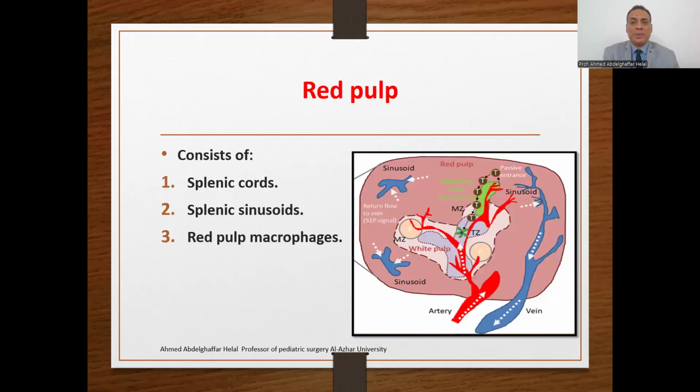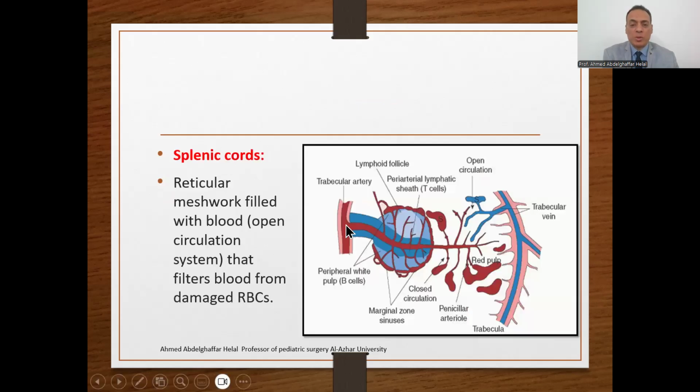The red pulp is formed of splenic cords and sinusoids. There is a network called the splenic cords, or cords of Billroth, and sinusoids, and also there are red pulp macrophages. Three important components of the red pulp of the spleen. As we see here, these are the sinusoids and this is the splenic cord. The splenic cord is a reticular meshwork filled with blood.